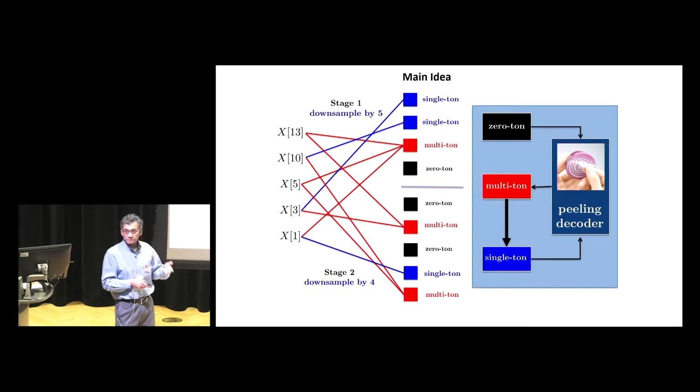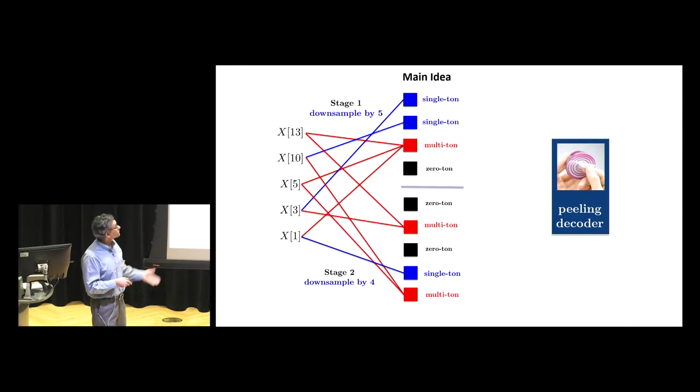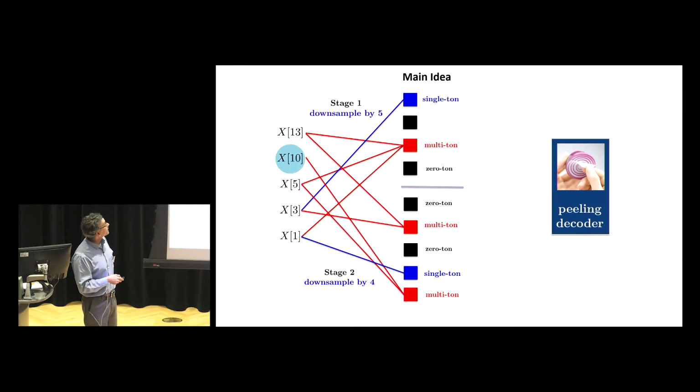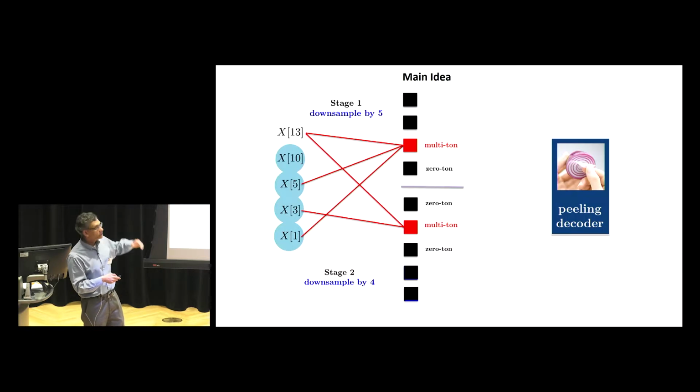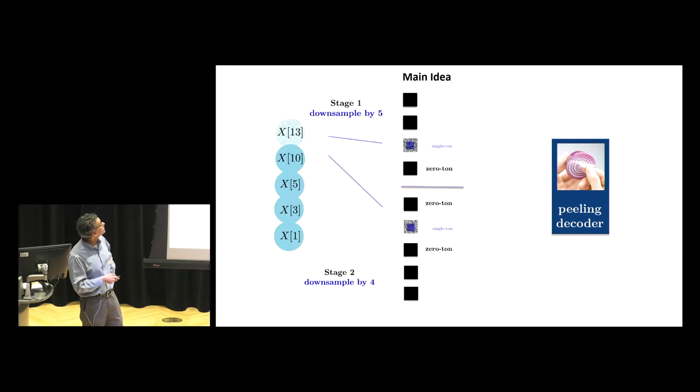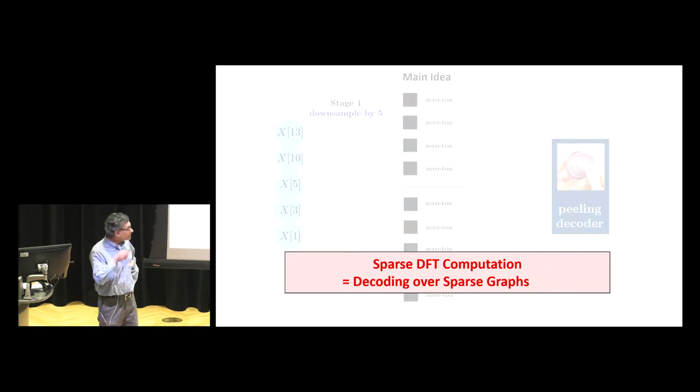And so you can just peel away. So in fact, in this example, you start with that singleton that reveals x10. That's going to uncover more singletons, and the thing propagates. And before you know it, you have all of them done. OK, so that's good. So the key is that sparse DFT computation, or sparse polynomial interpolation, is nothing but decoding over sparse graph codes. So this is the insight I wanted to give.